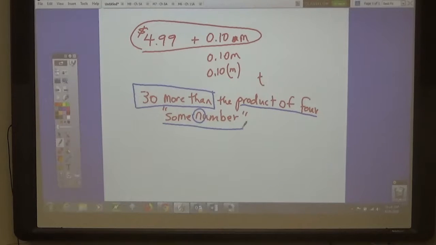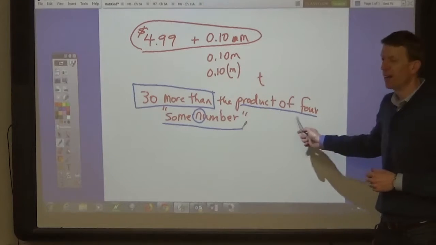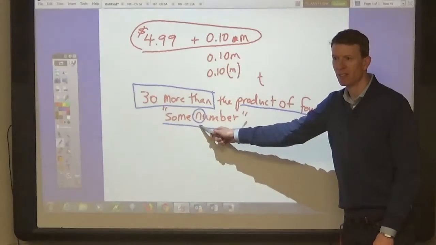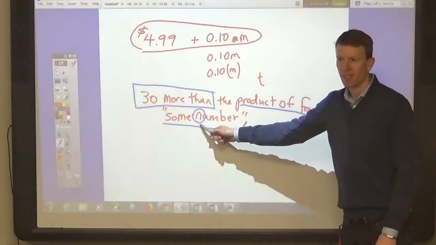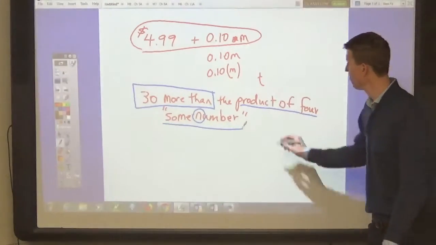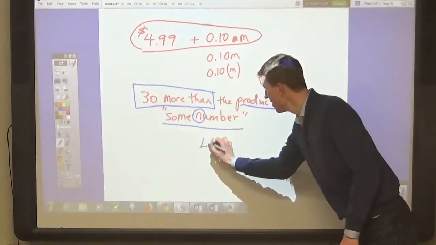Product of 4 and some number. 4 times some number. And what variable should we use? N. N for number. Yep. So this is 4n.